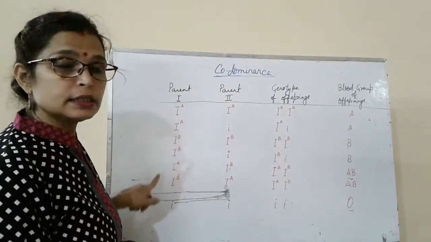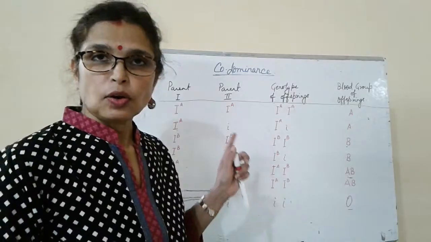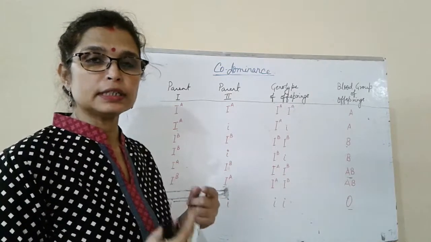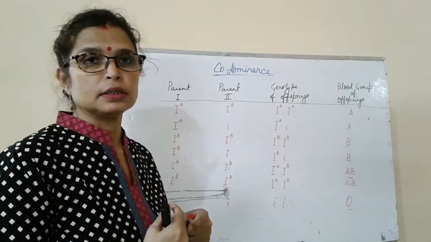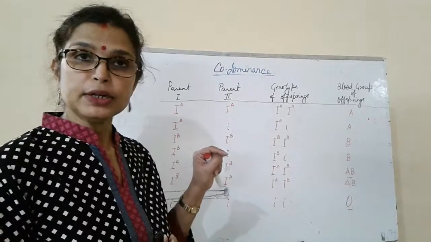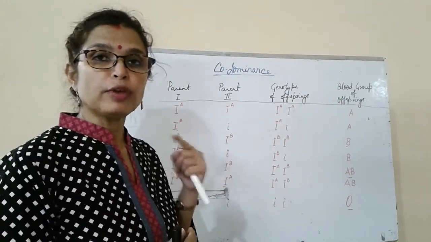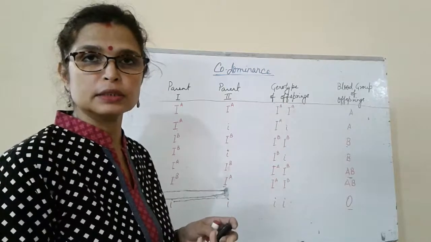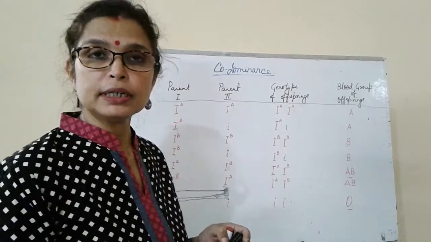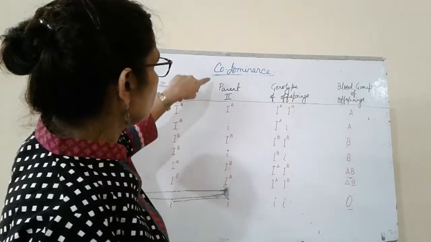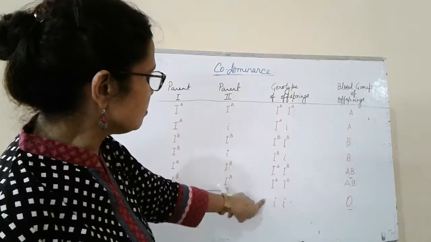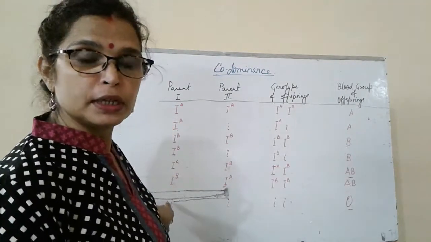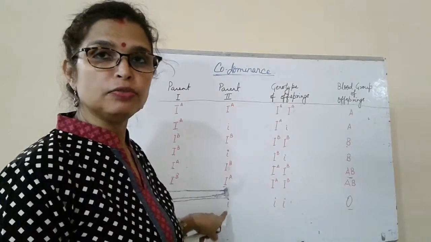So this is the example of codominance. According to law of dominance, the offsprings of F1 generation resemble either of the parents, and in incomplete dominance the offsprings of F1 generation do not resemble any parent. They have an intermediate character. But in codominance, the offsprings resemble both the parents, and this ABO blood group is a good example of codominance.